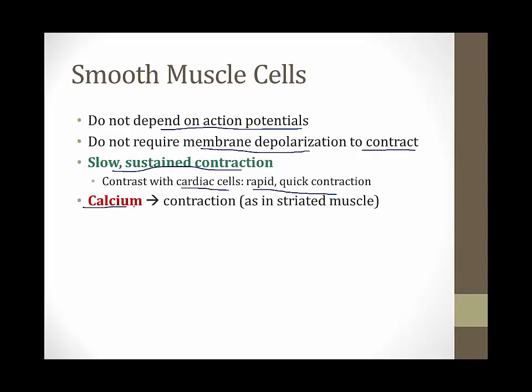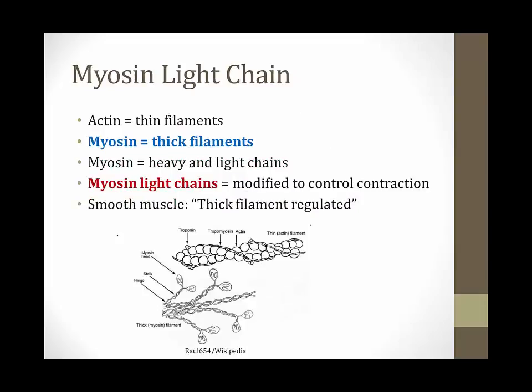And then finally, calcium does lead to contraction of smooth muscle cells, just like in striated muscle, but the way that calcium interacts with myosin and actin to generate contraction is different, and we're going to talk about that in the next few slides. In the video on skeletal muscle, I discuss actin and myosin in detail. What I'm going to focus on here is the myosin light chain, which is a very important regulatory element of smooth muscle contraction.